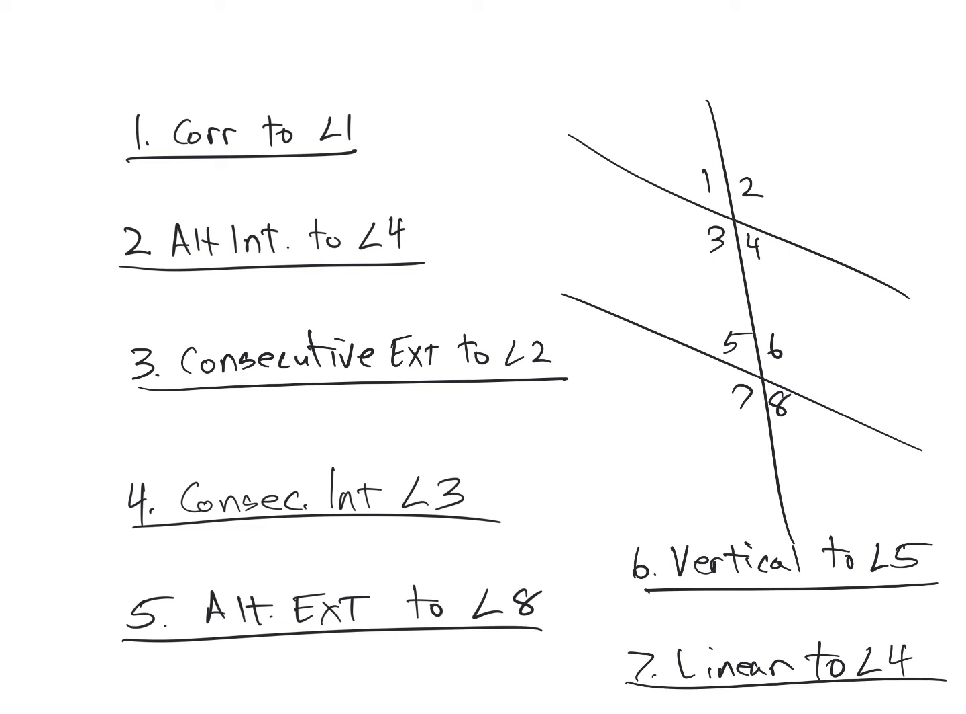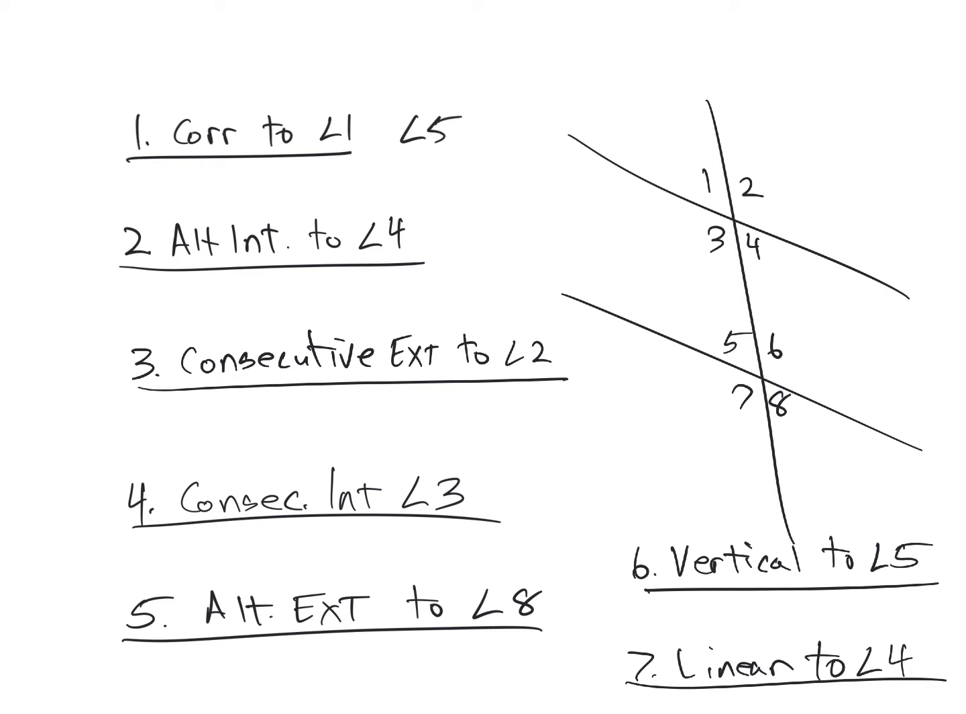Here we go. Corresponding angle to angle 1. Corresponding means same side of the transversal. It also means the exact same angle. So angle 1's acute. So you go to the other intersection and it's either 5 or 7. Well, 5's acute and 7's obtuse. So it has to be 5. Same position. Corresponding means same position. So angle 1 and angle 5.